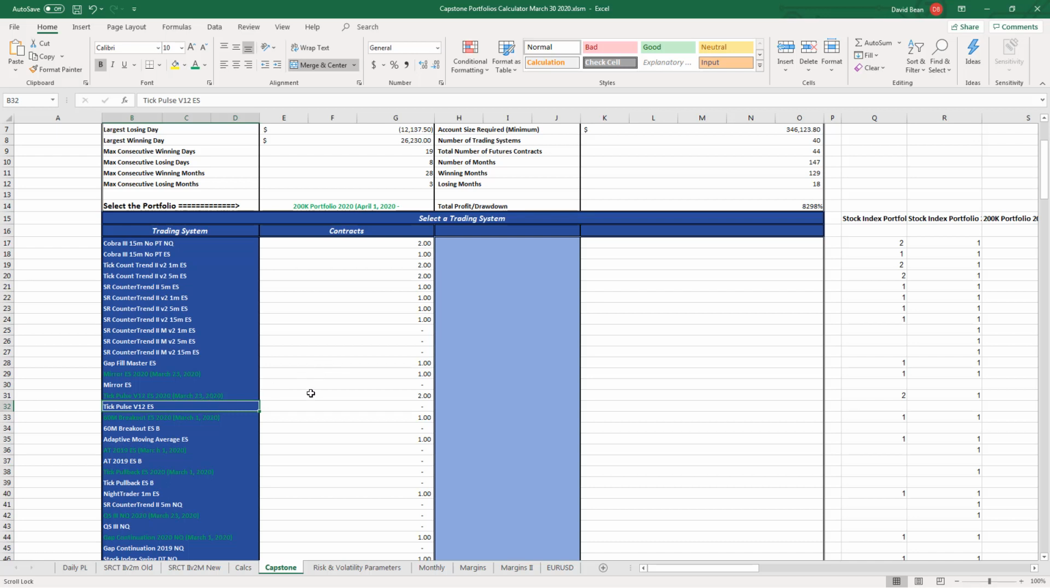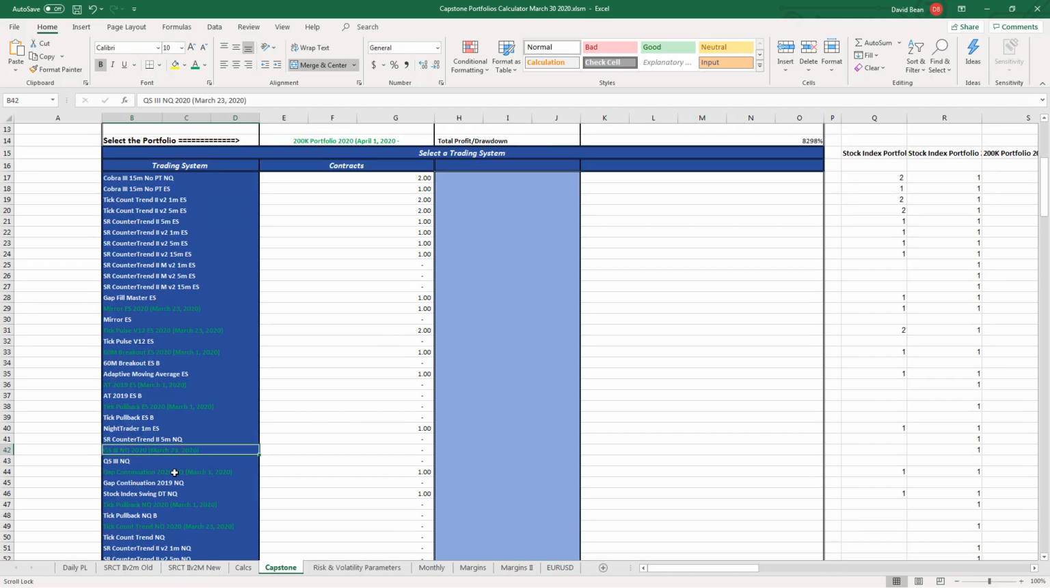Tick Pulse V12, you're trading this version instead of that version. And 60-minute breakout, you're trading this version instead of that version. AT 2019, this version instead of that, or this actually doesn't trade. So that's a new update, but it doesn't trade in this portfolio. So Night Trader is the same. QS3 doesn't trade in this, and you're trading the gap continuation 2020 instead of 2019.